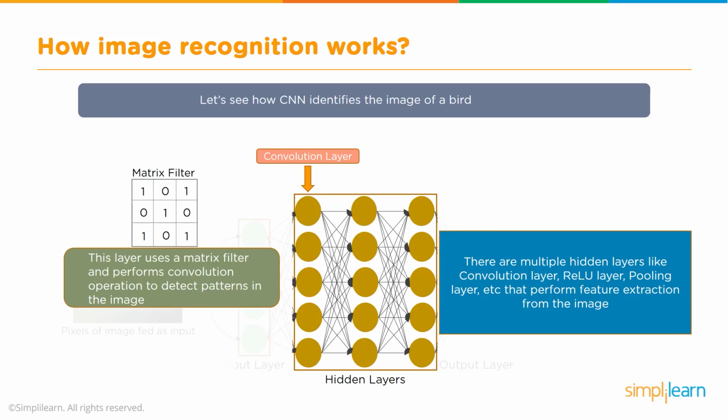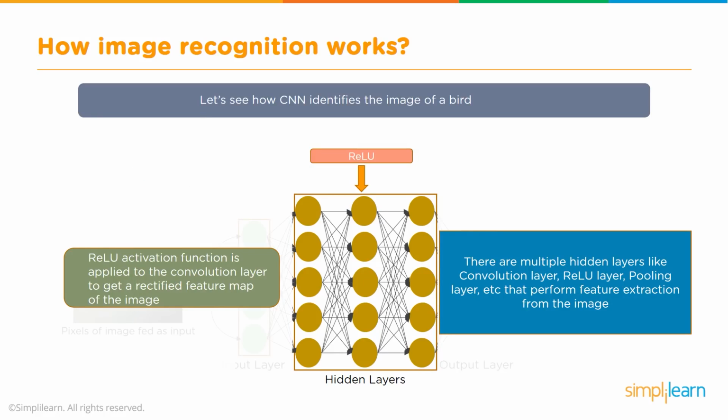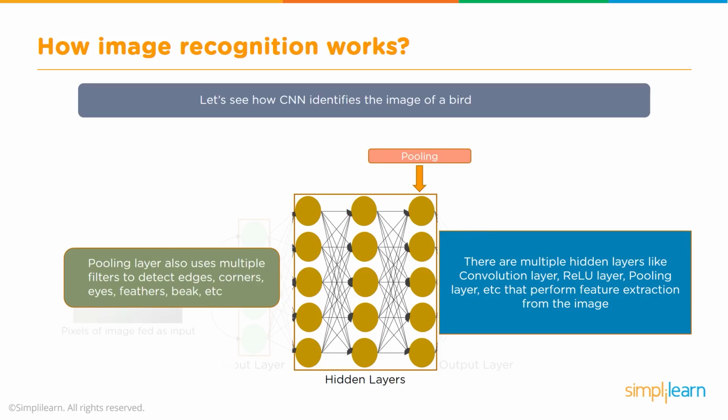There are multiple hidden layers, like the Convolution Layer, and ReLU, which is how that is pronounced. That's the rectified linear unit, which has to do with the activation function that's used. The pooling layer also uses multiple filters to detect edges, corners, eyes, feathers, beak, etc. And just like the term says, pooling is pooling information together. We'll look into that a lot closer here. If it's a little confusing now, we'll dig in deep and try to get you squared away with that.